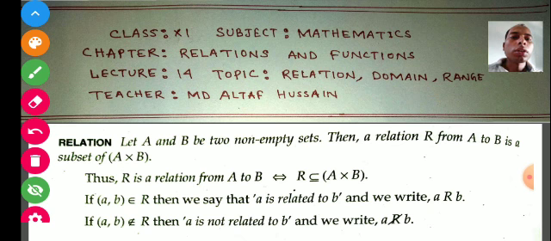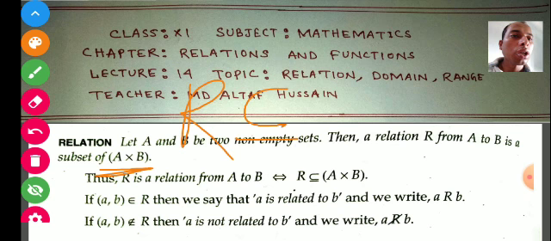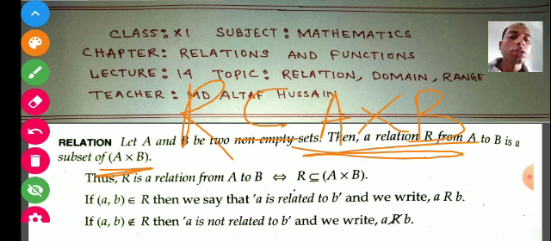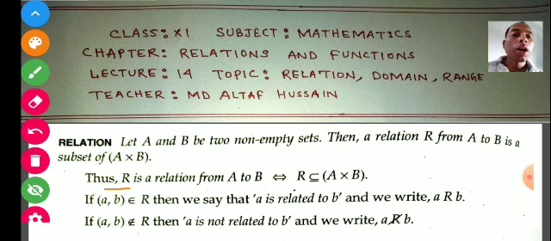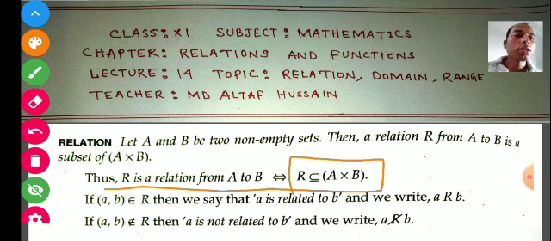Now, subsets of A cross B are called relations. So if we say R is a relation, then R will be a subset of A cross B. We already know a subset is a set where the elements are taken from the main set or superset. So R is a relation from A to B, which implies R is a subset of A cross B. This is the symbol of the subset.